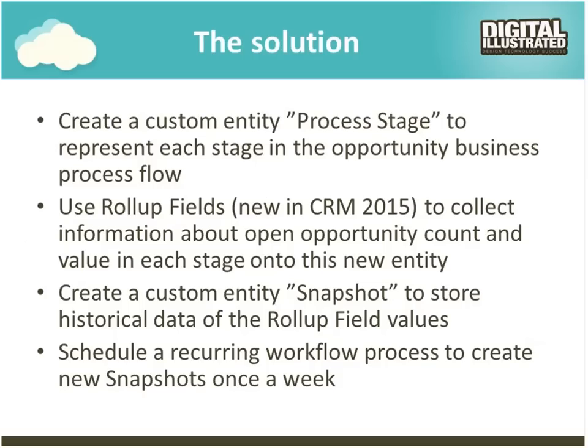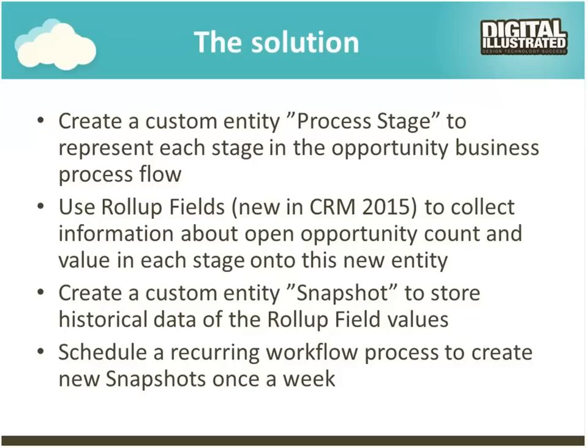The way that I've built this is that I've added a custom entity called process stage. So there's an entity and records for each of the sales process stages, representing them in CRM. And on these records, I've added rollup fields that collect data about the related opportunities. For example, the number of opportunities in each stage, and also the total revenue from those opportunities, for example in stage develop or stage qualify and so on.